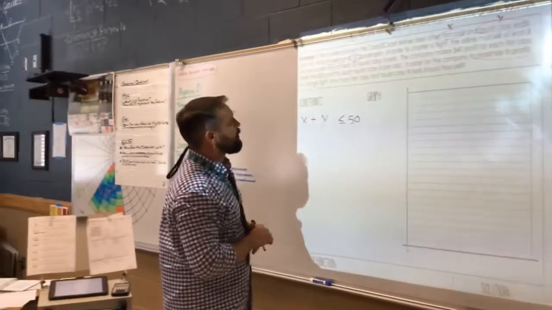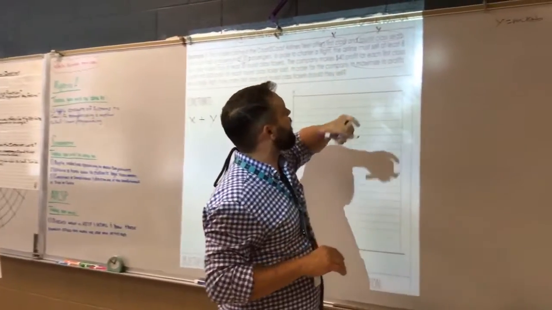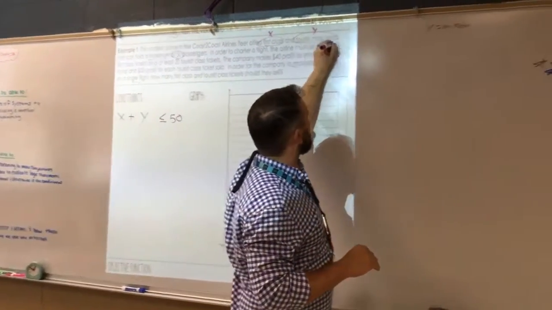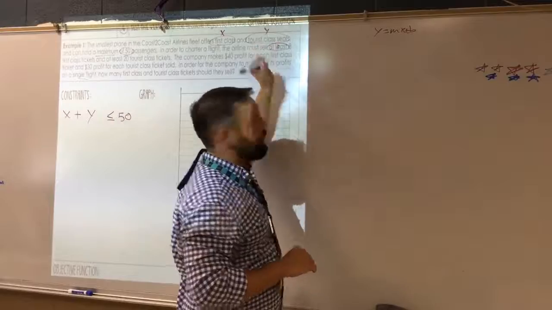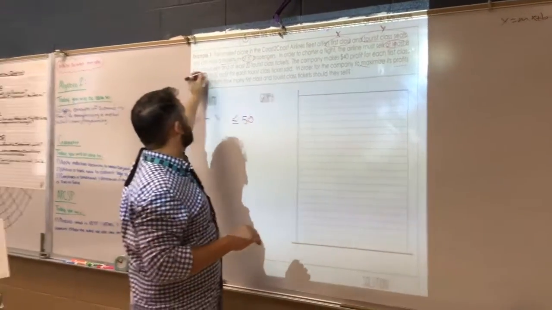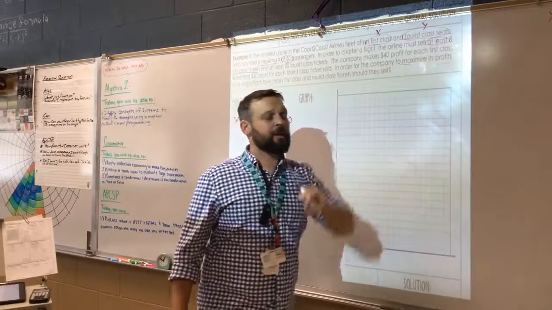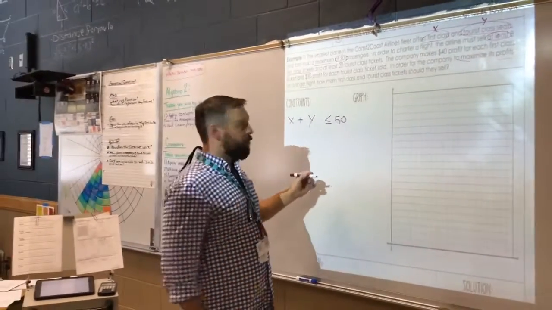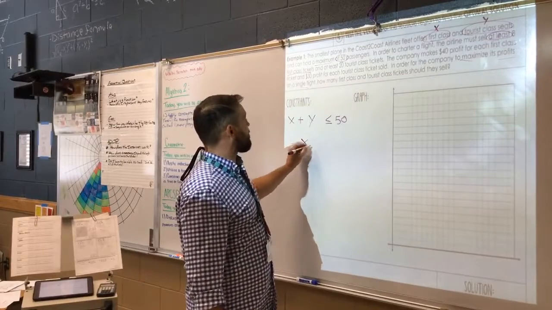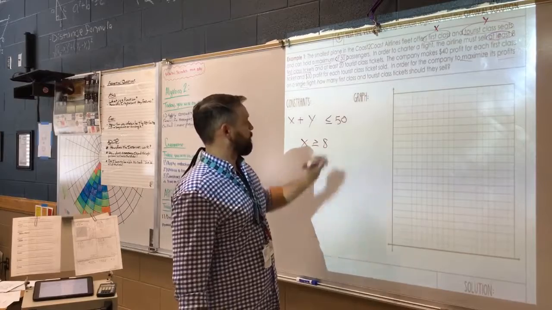For the second one, they say in order to charter a flight, an airline must sell at least, well, there's that term again, we know that's greater than or equal to, 8 of the first class. X represents the first class, so I can write another constraint that says X is greater than or equal to 8. There's another constraint.